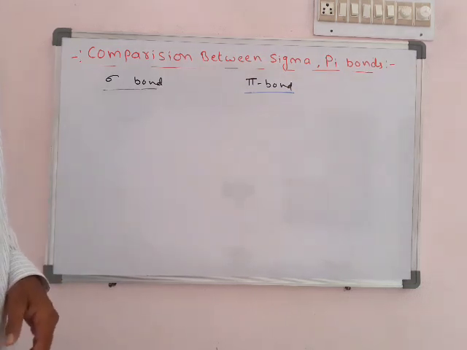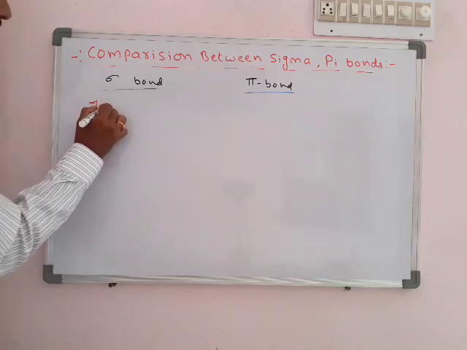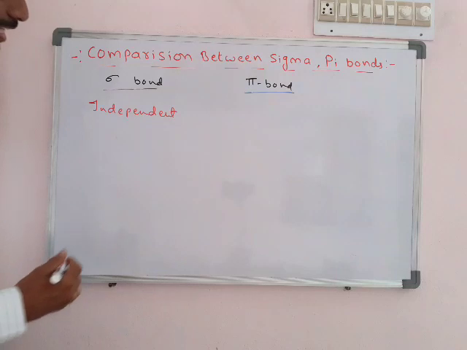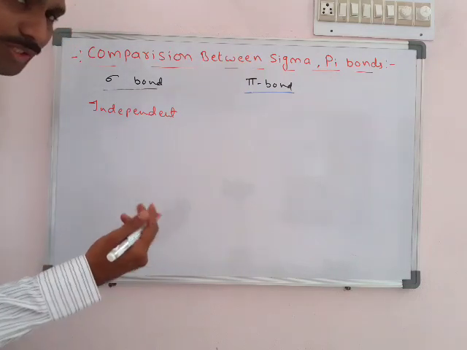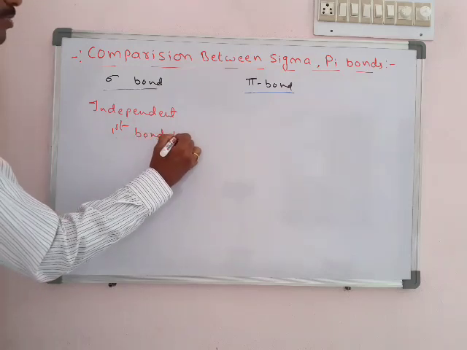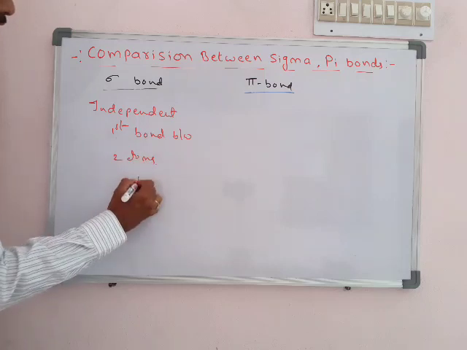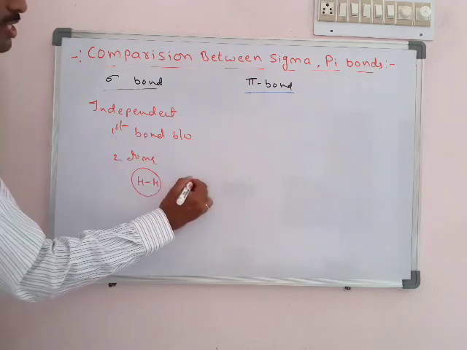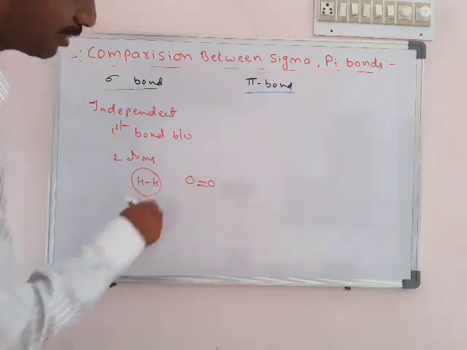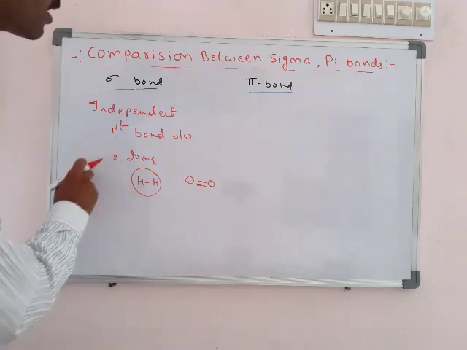Next, a sigma bond is an independent bond. Independent bond means it is the first bond between two atoms. For the bond formation between two atoms, first the sigma bond is formed. Next is the pi bond. So what is the pi bond? It is dependent on the sigma bond.